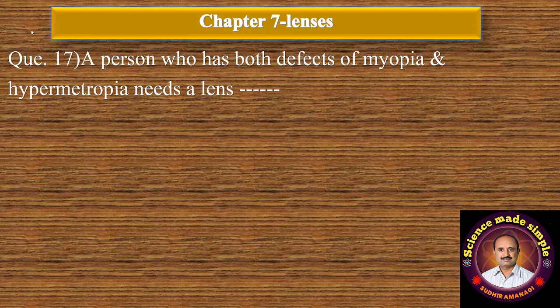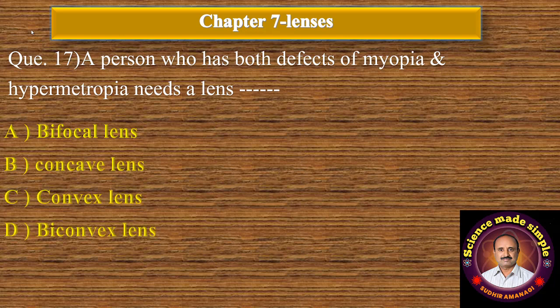Question number 17. A person who has both defects of myopia and hypermetropia needs a lens dash dash. A option, bifocal lens. B, concave lens. C, convex lens. And D, biconvex lens. Correct answer is option A, bifocal lens.